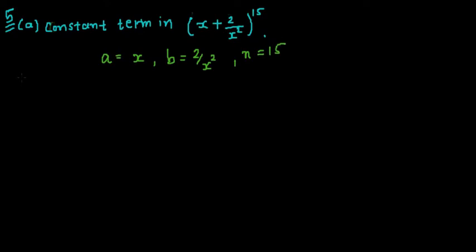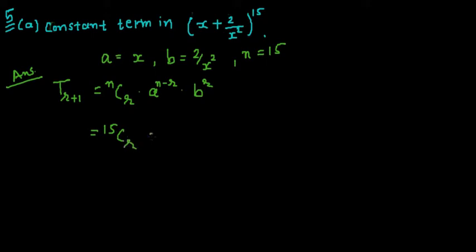Then we keep all this in the general term. In the similar manner in which we used to find the coefficient, we have to write the answer. The general term is given by nCr a raised to n minus r into b raised to r. We keep all the values: 15Cr, a is x raised to 15 minus r, b is 2 by x square, raised to the power r.